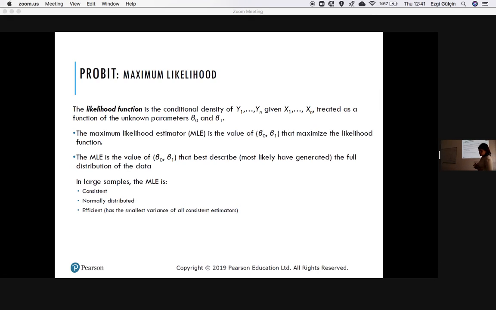In other terms, the maximum likelihood estimators, beta 0 and beta 1 estimated, are the values of these parameters which most likely generated our data in population. And these deliver estimators which are consistent and normally distributed, as in the case of the nonlinear least squares, but are also efficient. So they deliver the smallest variance of all consistent estimators.